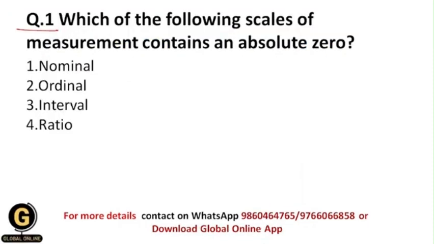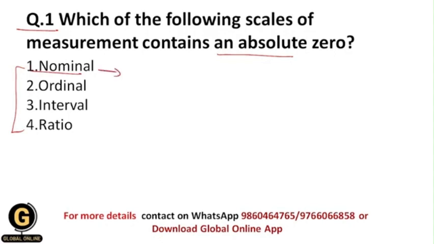Question 1 is, which of the following scales of measurement contains an absolute zero? Here they have given you 4 scales of measurement: nominal, ordinal, interval and ratio. From these scales of measurement, which contains an absolute zero? Students, let us see all the scales of measurement one by one.